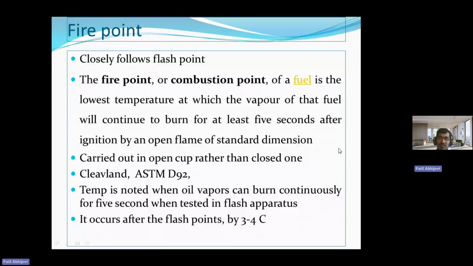So the temperature required is the one at which the vapors of oil are able to burn continuously for at least 5 seconds when tested in a flash apparatus. That we call the fire point. And actually this fire point occurs after the flash point by 3 to 4 degrees Celsius.